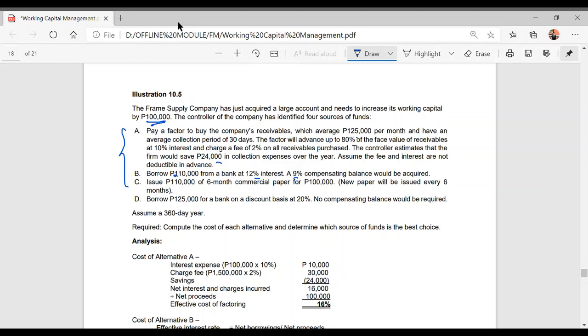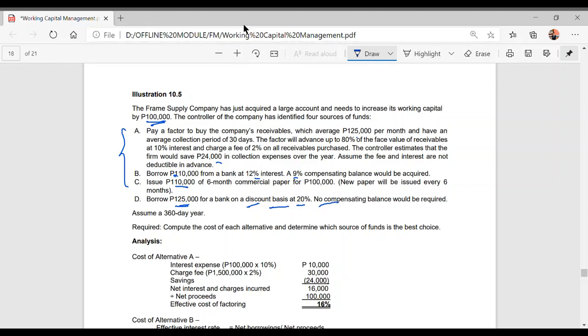So remember that we do not get all of the money if there is a compensating balance, because the compensating balance is kept by the bank. Next one is to issue 110,000 of 6-month commercial paper for 100,000. And then borrow 125,000 from a bank on a discount basis at 20%. When it is a discount, the interest is deducted first, so what we receive is no longer equivalent to 125,000. But there's no compensating balance required.